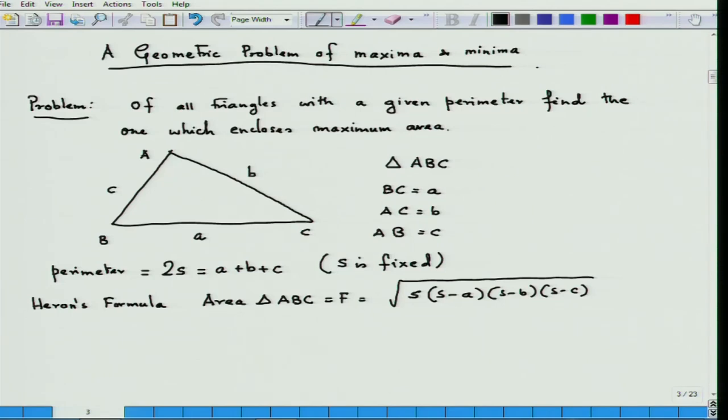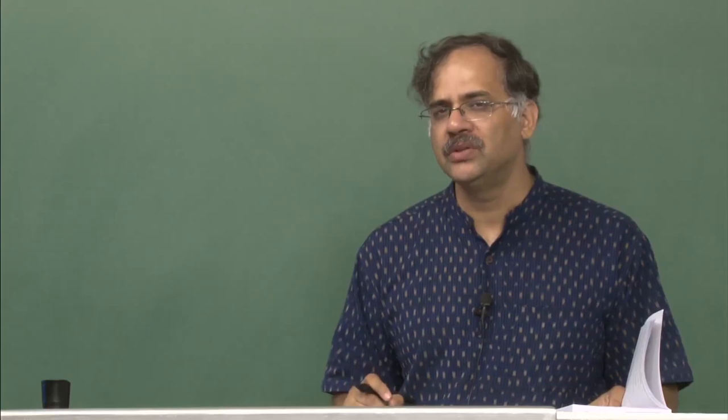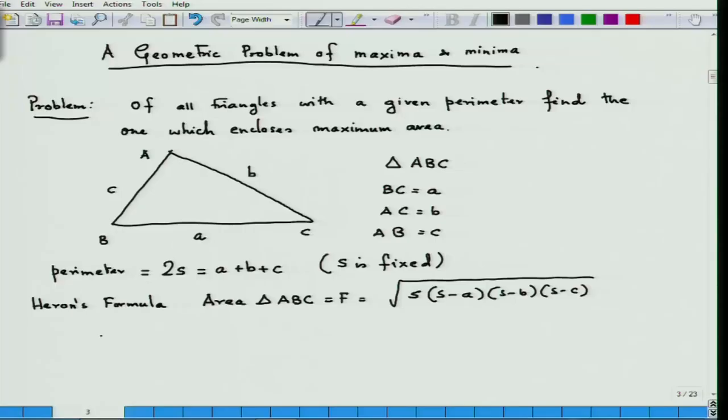Okay. Now, once I know this fact, what can I do? Now, we will use the arithmetic mean and geometric mean. This AM-GM inequality is fundamental to arithmetic. It is fundamental to geometry, and because a large number of these maximization minimization problems depend on this when they are of geometric nature. So, now apply the AM-GM inequality.